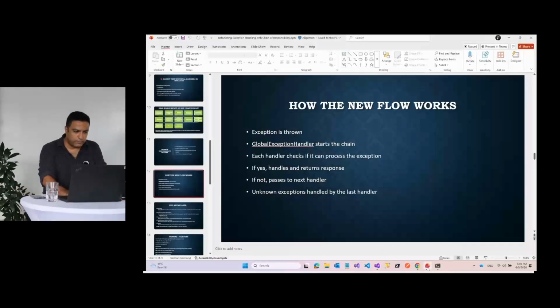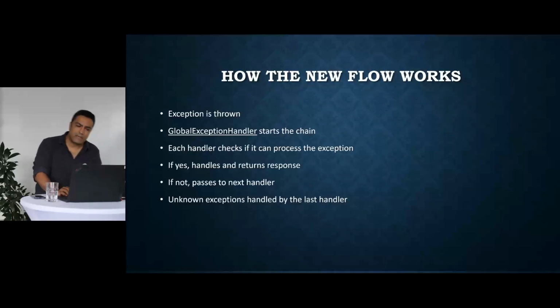Going back to PowerPoint. Some explanation of what we have done just now. An exception is thrown, which starts the chain. Each handler checks if it can process the exception. If yes, it handles it and returns a response. If not, it passes to the next handler. And an unknown exception is handled by the last handler.